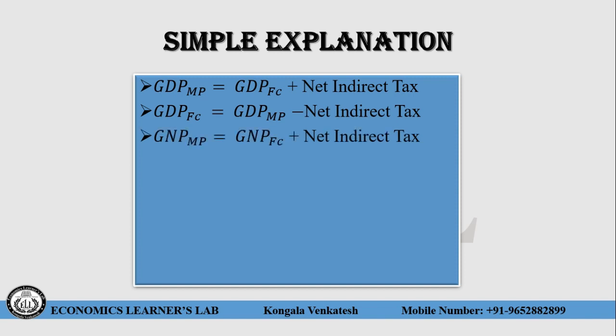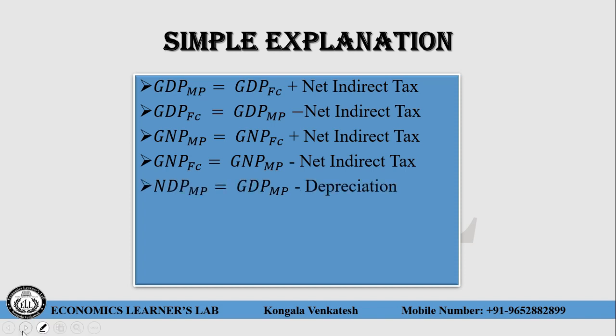How can you get GNP at market prices? When you add net indirect taxes to the GNP at factor cost, you will get GNP at market prices. How can you get gross national product at factor cost? When you subtract net indirect taxes from the gross national product at market prices, you will get GNP at factor cost.